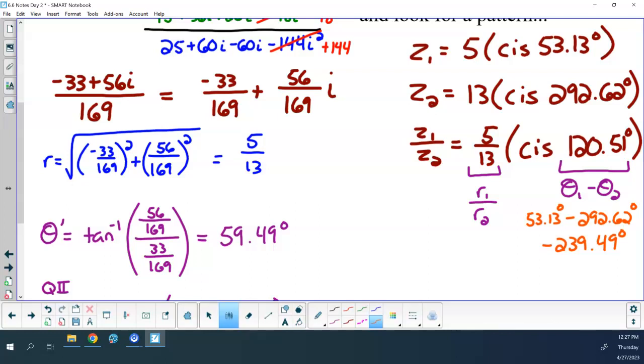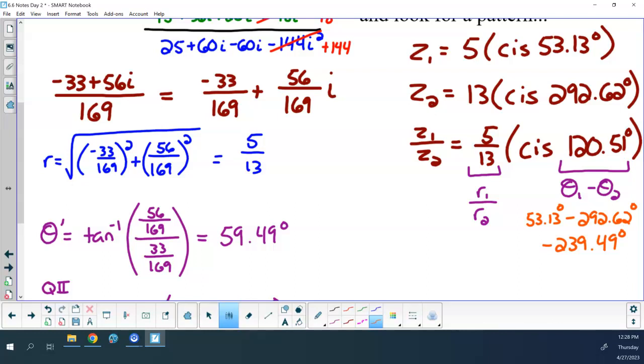What's wrong with that? Where do I want my theta to be? If I subtract, I'm going to get more negative. Say louder. Why would I want to add 360?